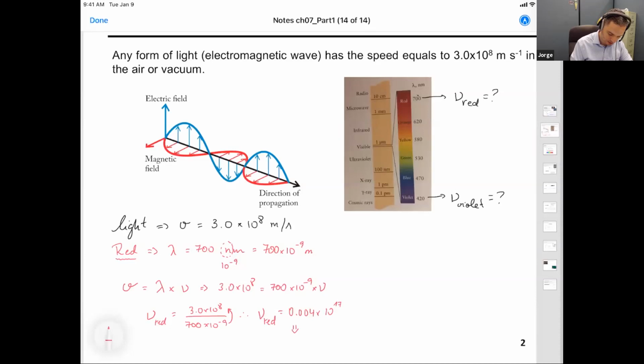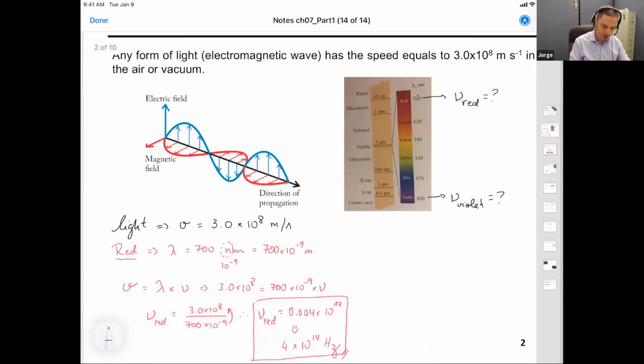We can make this look better. That's going to be 4 times 10 to the 14, unit here, hertz. Okay, so any of the two answers are good enough. So that's the frequency which red light travels around the space. Okay, 4 times 10 to the 14.